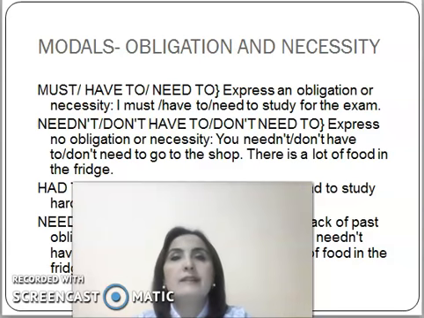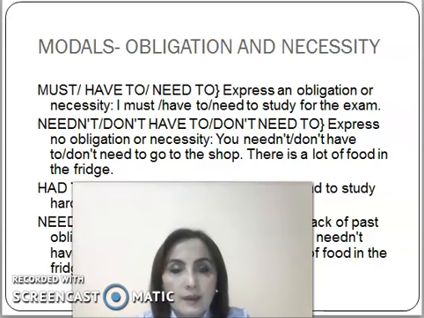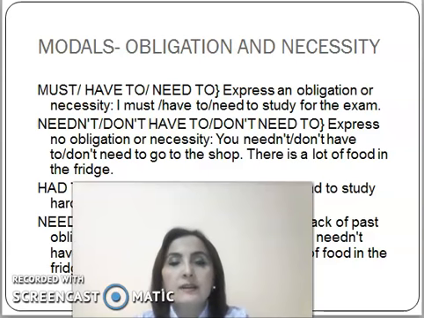Modals, obligation and necessity. Must, have to, need to express an obligation or necessity. I must study for the exam. I have to study for the exam, or I need to study for the exam.